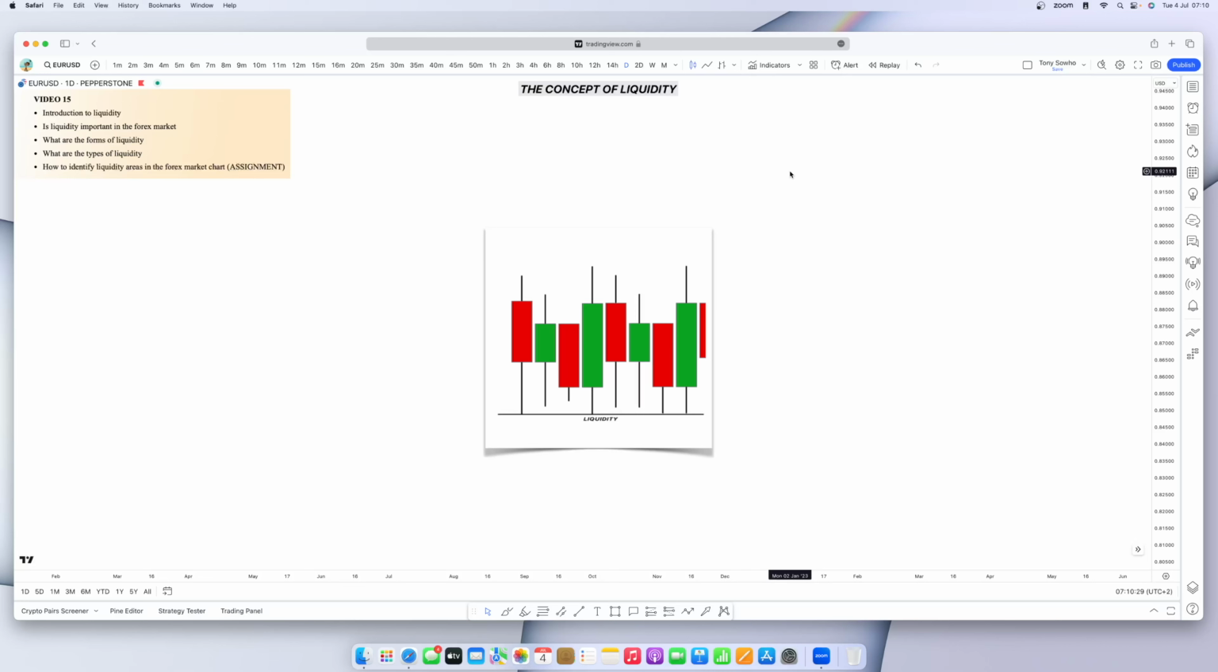As you can see to the top left of my screen, today we are going to be talking about introduction to liquidity. Is liquidity important in the Forex market? What are the forms of liquidity? What are the types of liquidity and how to identify liquidity areas in the Forex market chart? Then I'm going to give you a homework exercise.